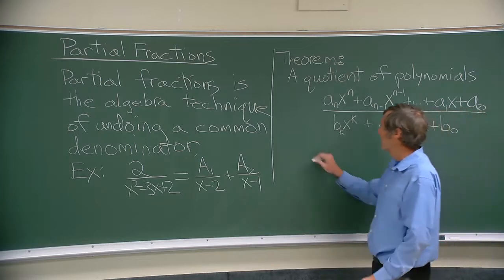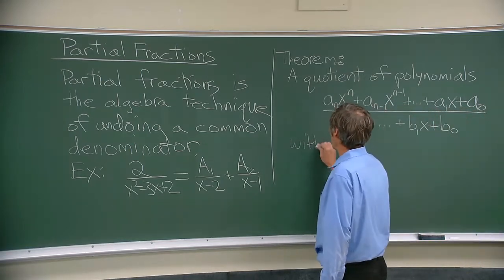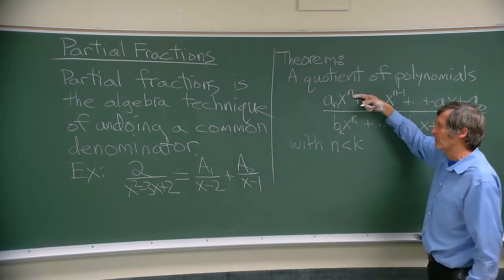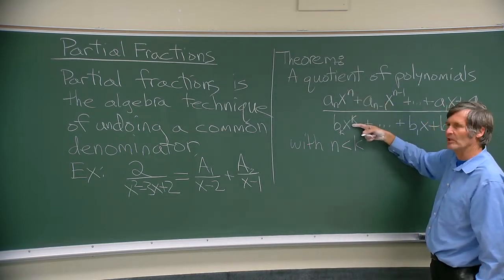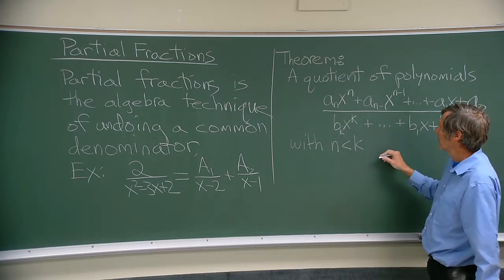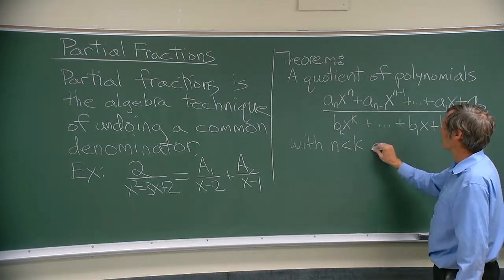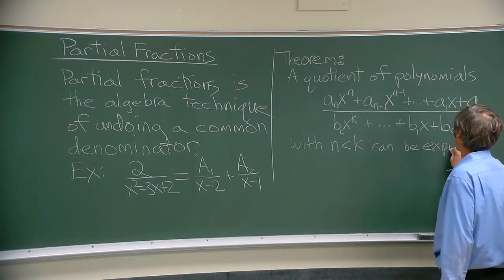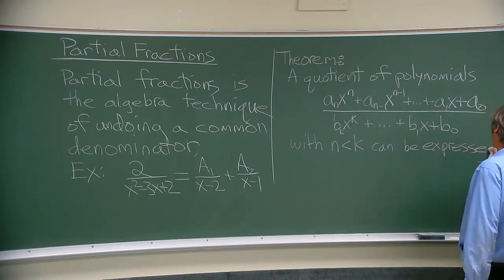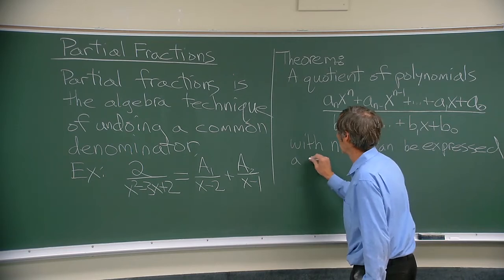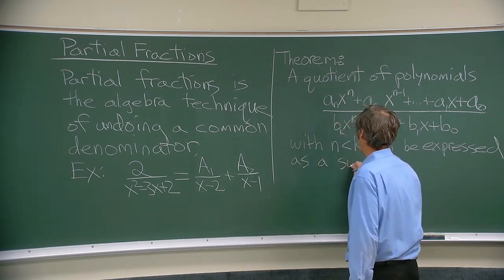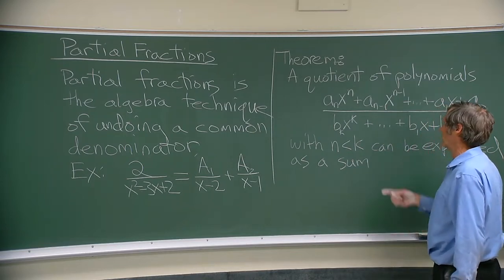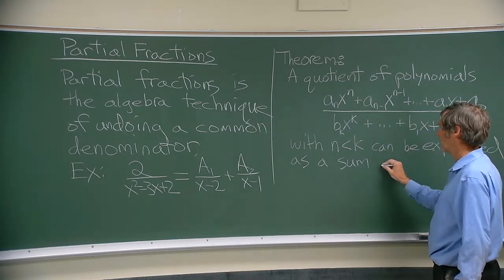All right, so a quotient of polynomials of this form with n less than k, the degree of the numerator, the highest power in the numerator, has to be less than the highest power in the denominator. This one can be expressed as a sum using the factored denominator.